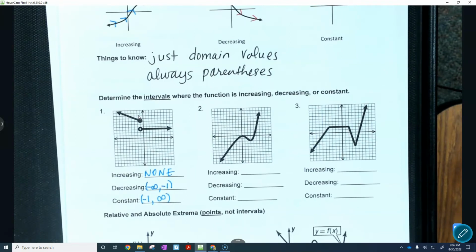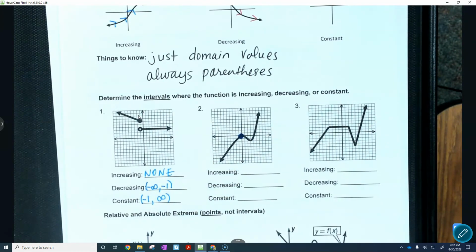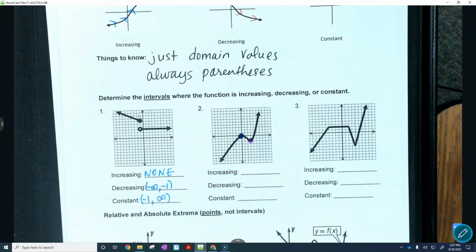So for number 2, you have 2 critical points. Let me keep using the same colors that I was using. All right. You have 1 critical point right here on the origin. And that critical point is a change in direction. It goes from increasing to decreasing. Then you have another critical point right here where it changes from decreasing, then it goes up forever.